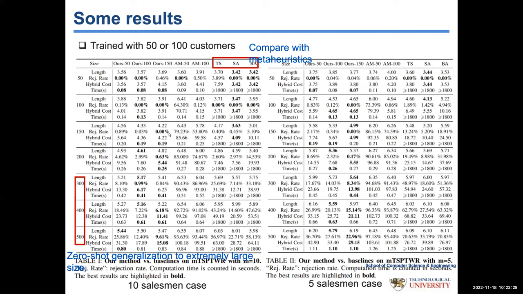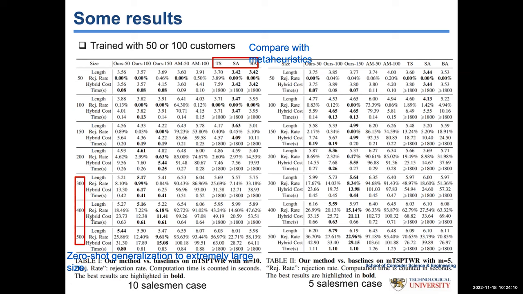The second point is that we can see our algorithm on the small scale problem. This number here indicates the number of customers of the instance. For example, here we want to solve the instance with 50 customers, 100 customers, 150 customers, and so on. On the small scale problem, our method did not perform very well compared with the meta-heuristic method. However, as the scale of the problems goes up, our algorithm significantly outperforms the traditional meta-heuristic method.